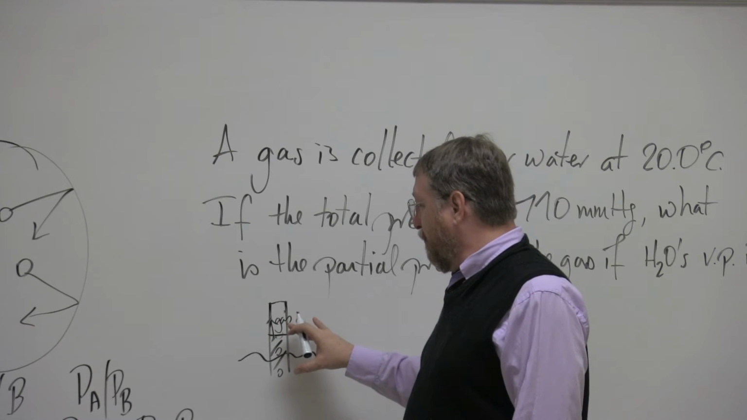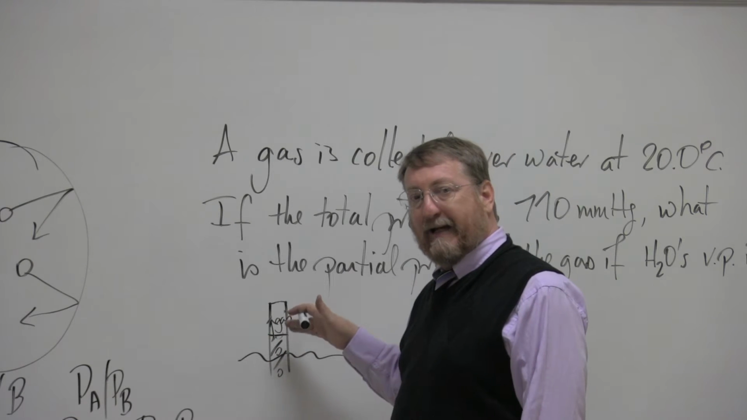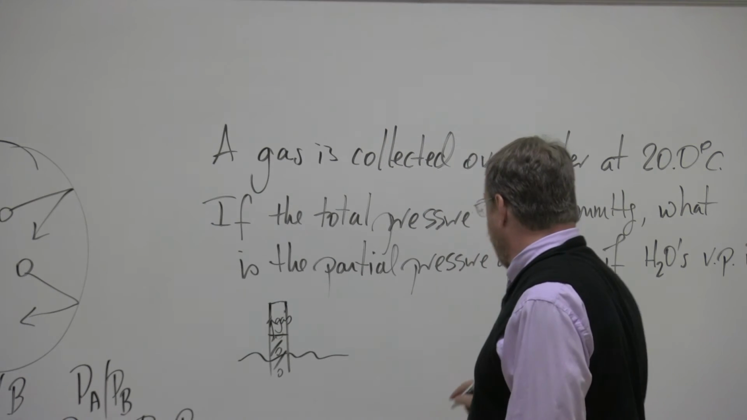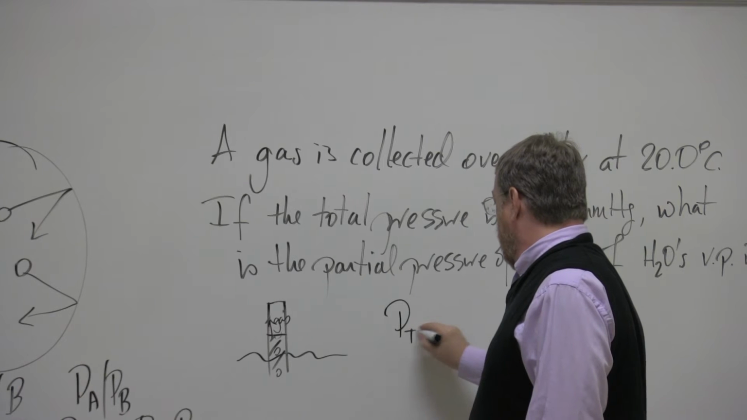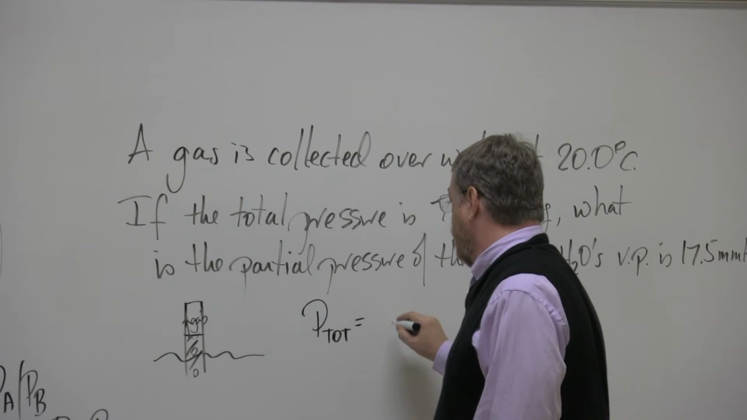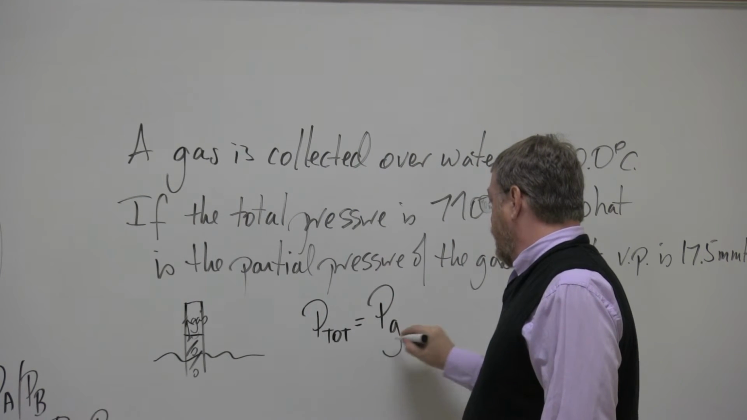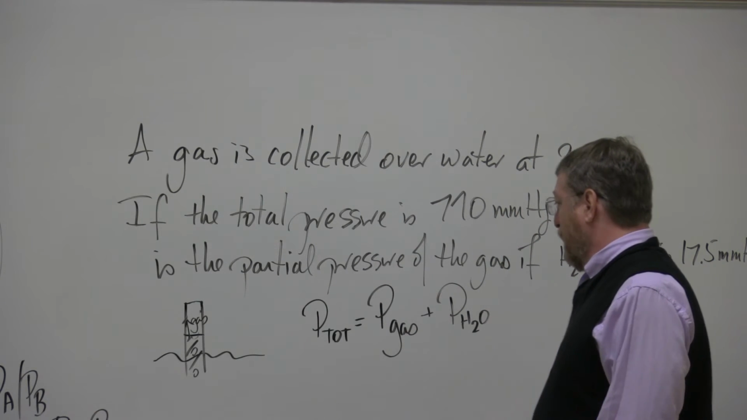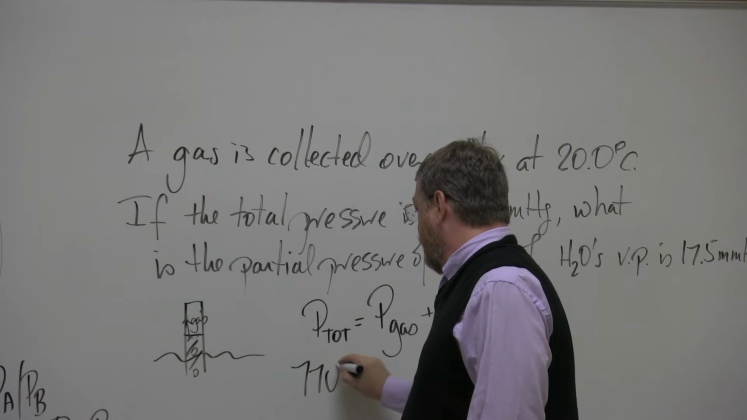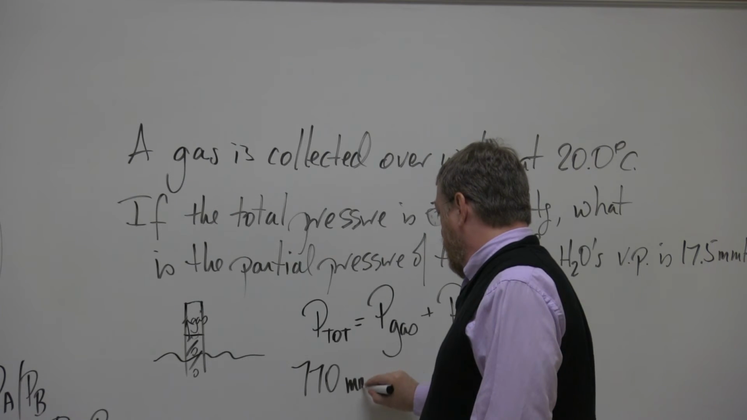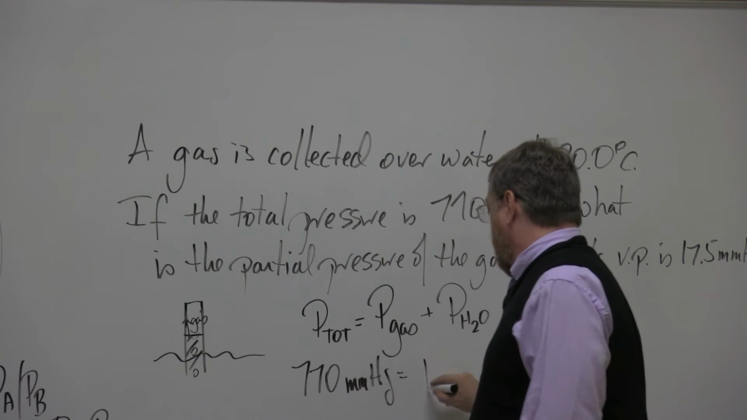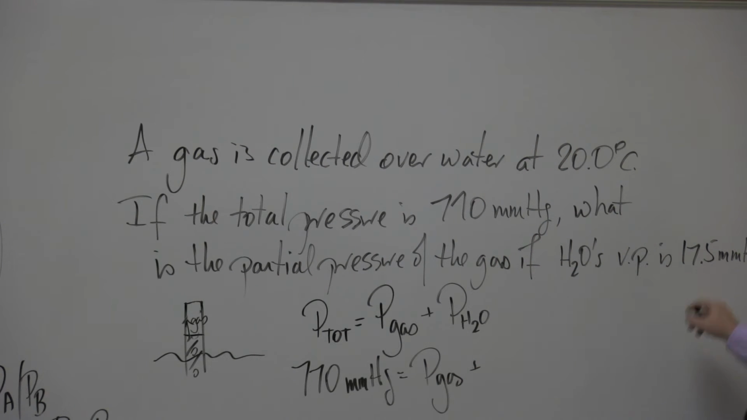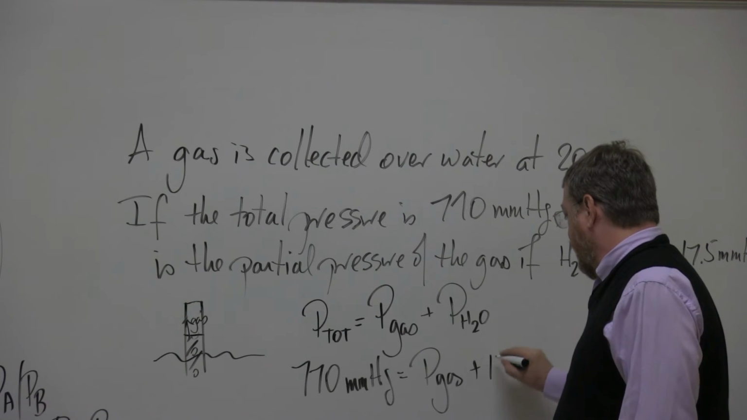So to get the total pressure of the gas, I must subtract off the partial pressure of the water. So the total pressure of this mixture is equal to the partial pressure of the gas plus the partial pressure of the water. Well, we know the total pressure is 770 millimeters of mercury. Partial pressure of our gas is unknown, but the partial pressure of water at this temperature is 17.5 millimeters of mercury.